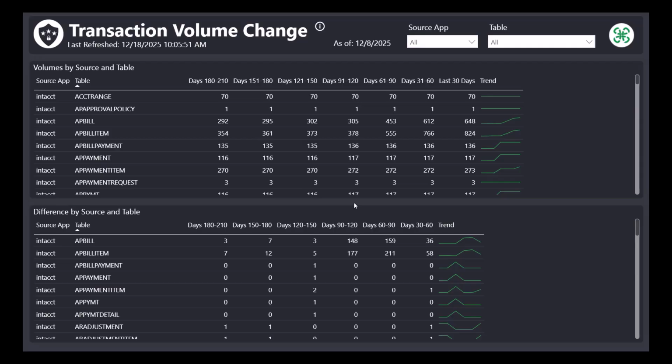So it's important to see transaction growth in your data tables for a number of reasons. Sudden spikes or drops can indicate issues like duplicate transactions, missing loads, process failure, or even fraudulent manipulation of data.